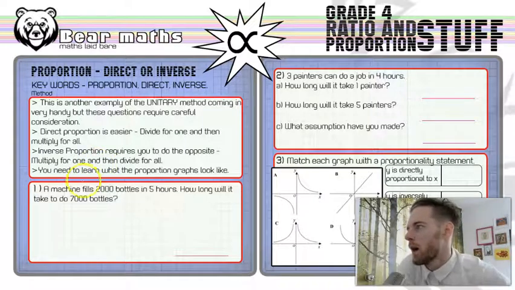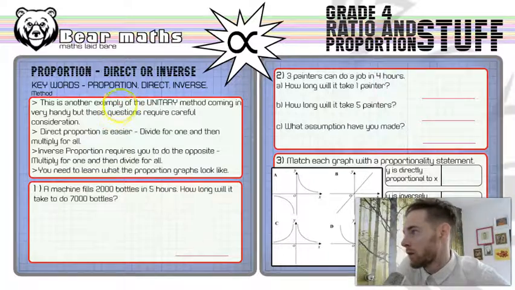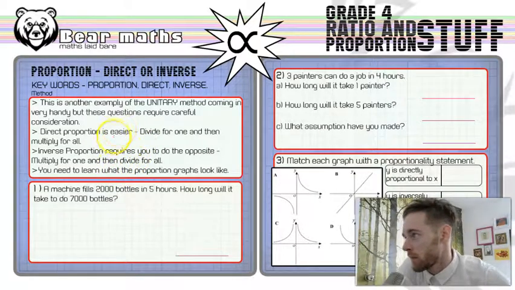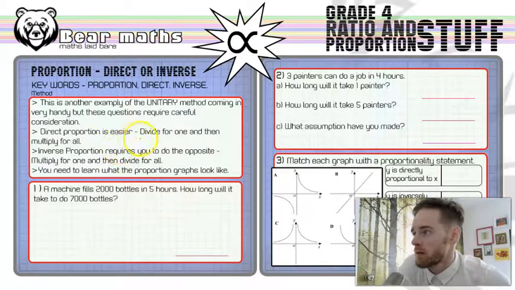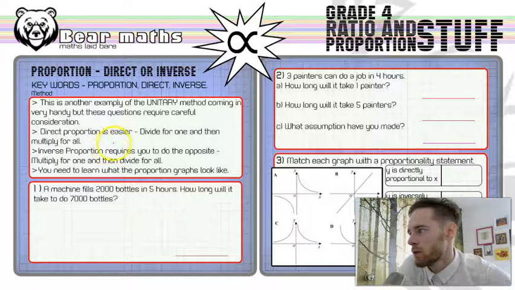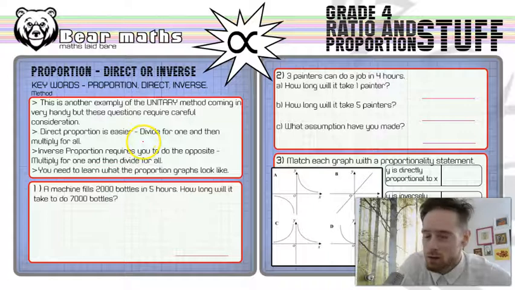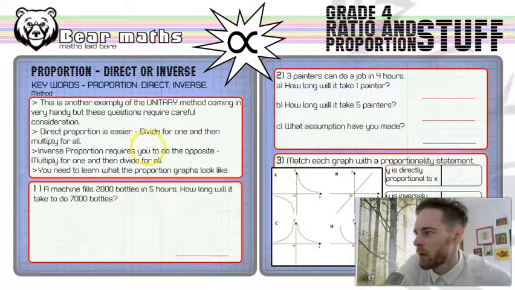Now this is another example, I should say, of the unitary method coming in very handy, but these questions require careful consideration. Direct proportion is easier. Divide for one and then multiply for all. That's exactly the same as the unitary method video that I have spoken to you about. But inverse proportion requires you to do the exact opposite. Multiply for one and then divide for all. You just have to learn to recognize which type of question is which, and that's the tricky thing here.